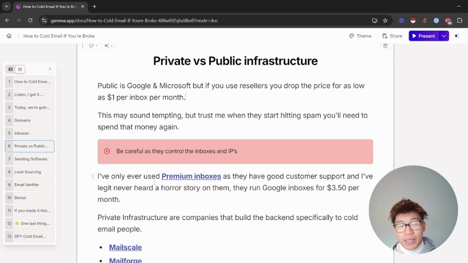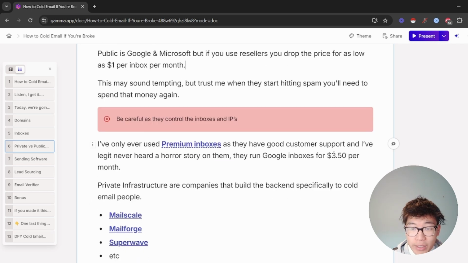If I ever use resellers, I use Premium Inboxes, and these guys are super legit. I have a bunch of inboxes with them right now, and they have really good customer support, and they're good at patching things up when stuff goes haywire. There are no horror stories. If you go onto X or look up their site, you'll see a bunch of testimonials from people actually using them. Would recommend. They run for about half the price, at $3.50 per month.